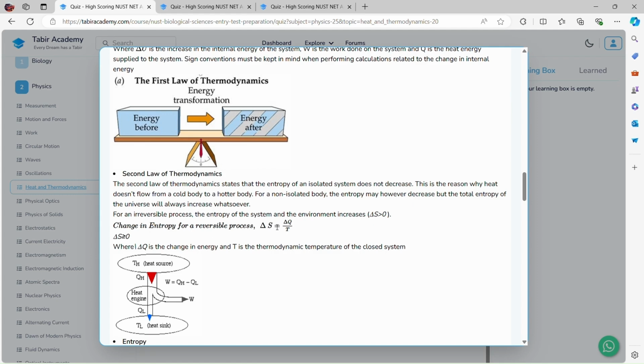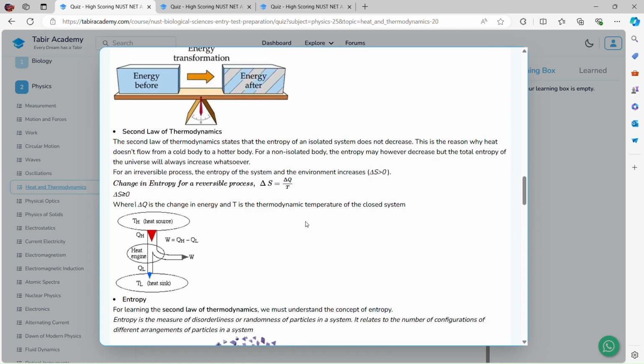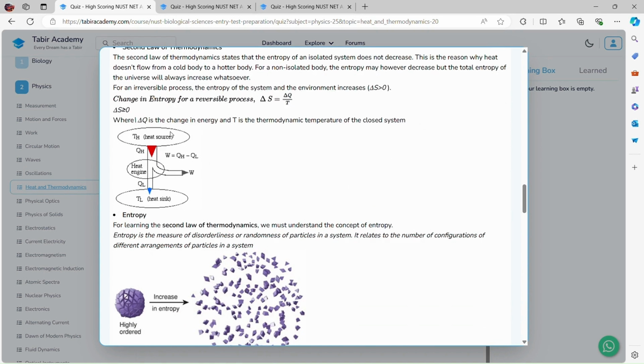Change in entropy for a reversible process: delta S equals delta Q over T, where delta S is greater than or equal to 0, where delta Q is the change in energy and T is the thermodynamic temperature of the closed system. Here you can see TH, which is your heat source, QH, heat engine, W equals QH minus QL, and then there's TL, which is the heat sink.